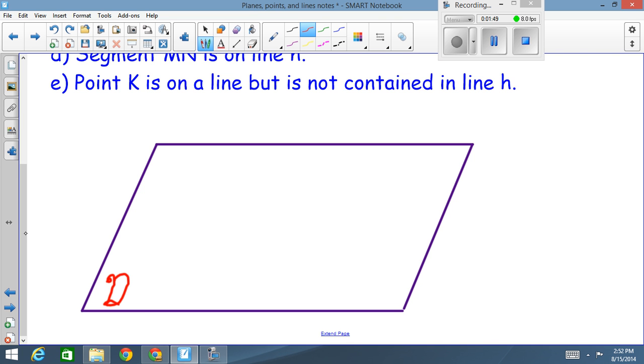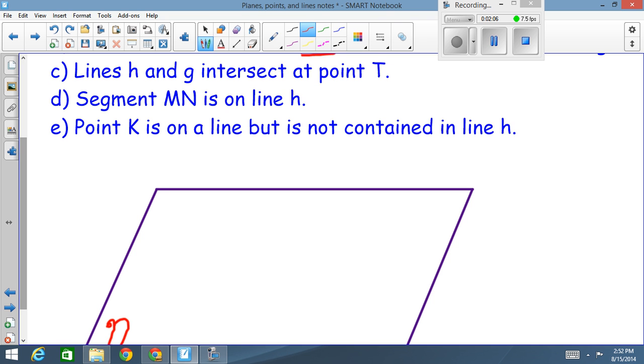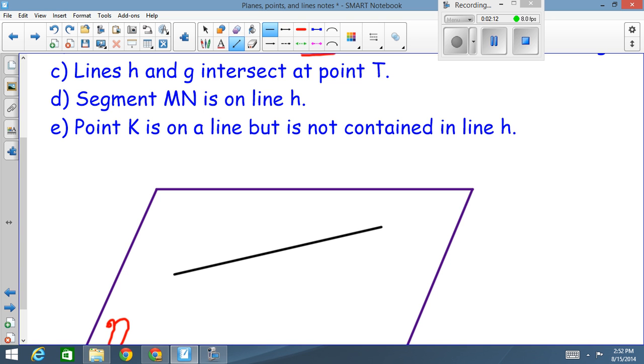Do your best, okay? Secondly, we want points A, B, and C to be collinear, which means they all fall on the same line and are contained on line G, meaning they fall on line G. So at this point, you have a little bit of freedom here. You can kind of draw your own, it's up to you where you want to put it.